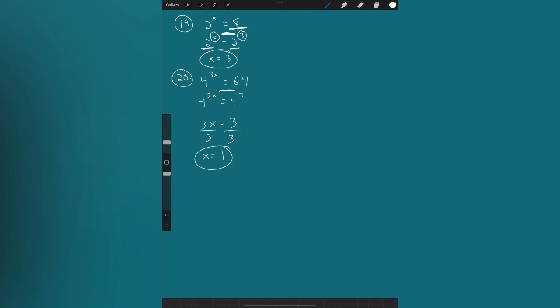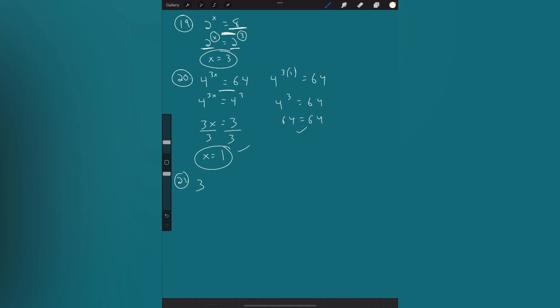And let's test that out. Let's check it. 4^(3·1). Is that equal to 64? Well, that gives me 4 to the third power is equal to 64. Is 64 equal to 64? The answer is yes. So I know that my answer must be right. Number 20. All right, moving on.